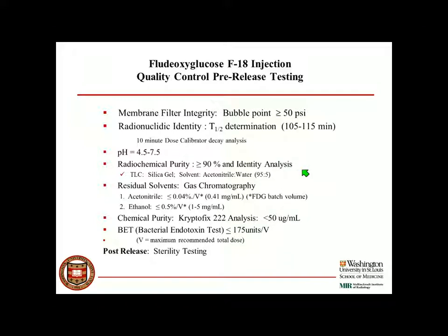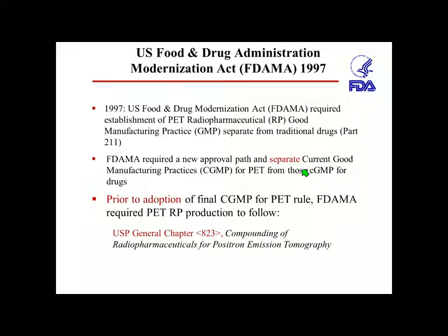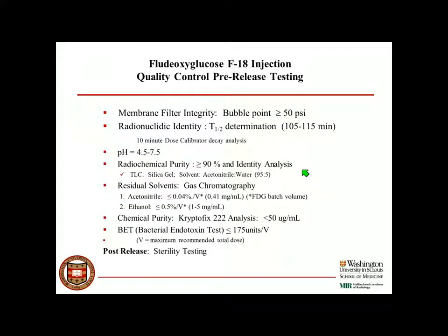So we're looking at the identity of the nuclide. We're looking at the radiochemical purity, pH, radiochemical and chemical identity. So again, residual solvents. We use solvents that you can't just inject in humans. Acetonitrile is toxic unless we're at a certain level. It's acceptable. So all of this has to be tested.